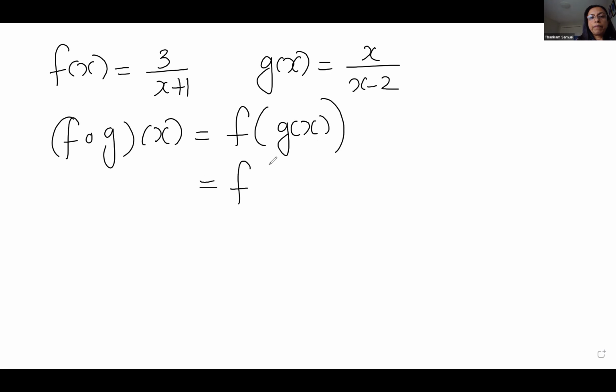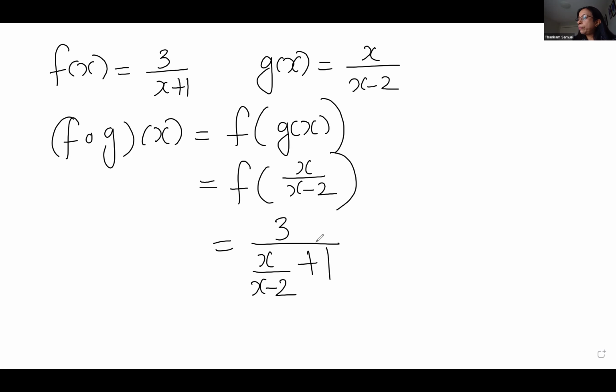So g of x is x over x minus 2. This means we are inputting x over x minus 2 into the function f. That means wherever x comes in the function, we have to input x over x minus 2. So consider the function f of x. Instead of x, we are substituting this value. So 3 over, instead of x, we are writing x over x minus 2, plus 1.